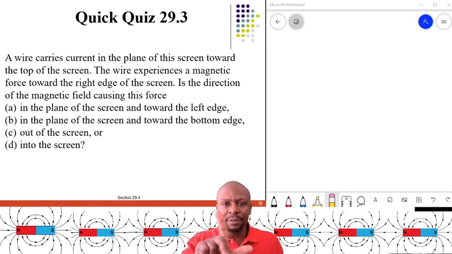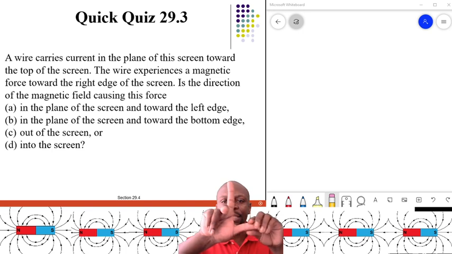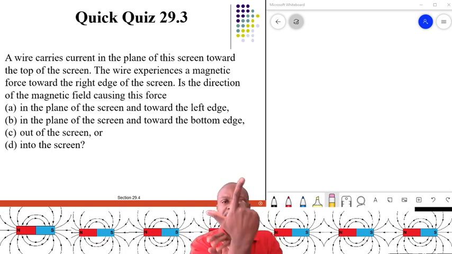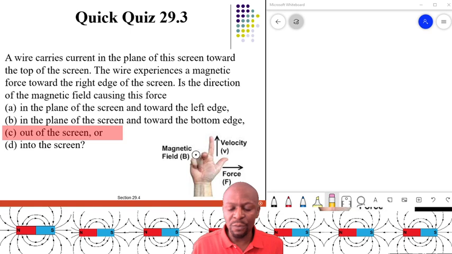Now, the wire is carrying current up the screen, and the wire experiences a magnetic force towards the right. Therefore, the magnetic force is towards the right. Now, what is the direction of the B field? The B field will just be out of the screen, or out of the board.